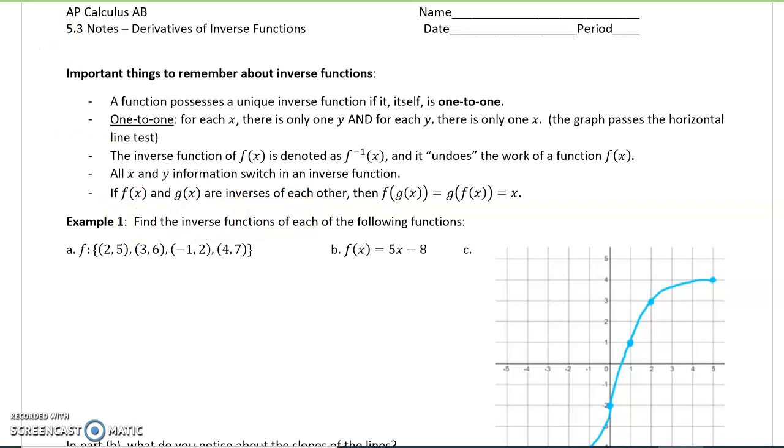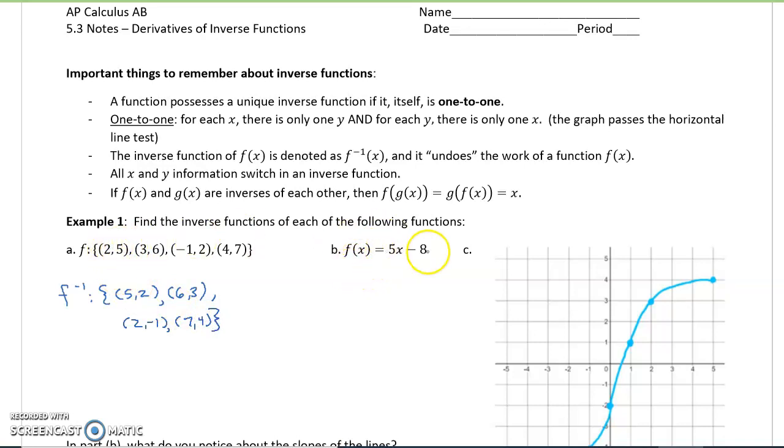So if we define our function as being just a discrete set of points, then f inverse would be another discrete set of points, and (2, 5) would become (5, 2). And (3, 6) would be (6, 3). And (-1, 2) would become (2, -1). And (4, 7) would become (7, 4). Easy peasy. Okay, we switch the x and the y.